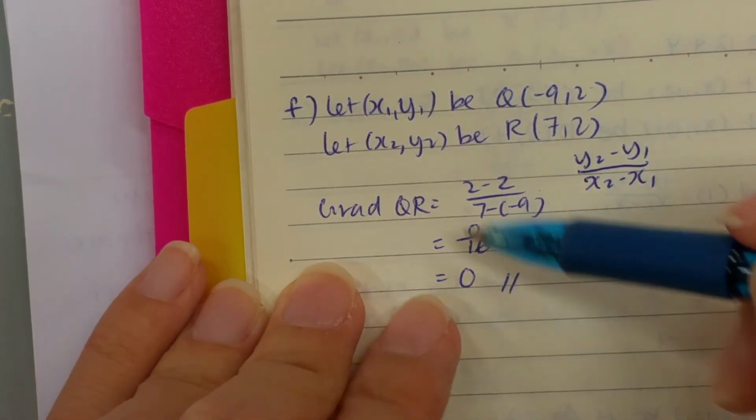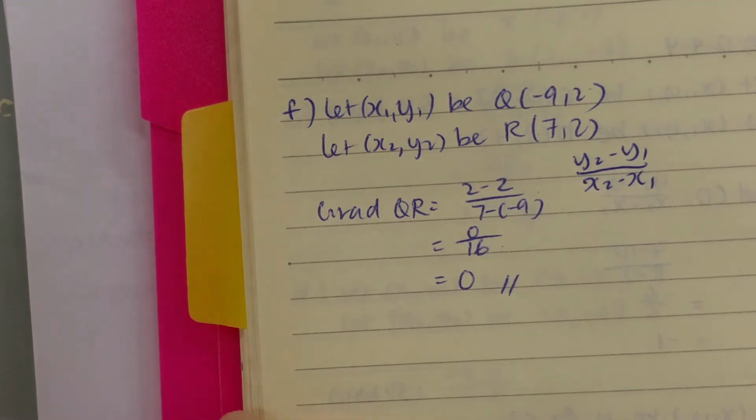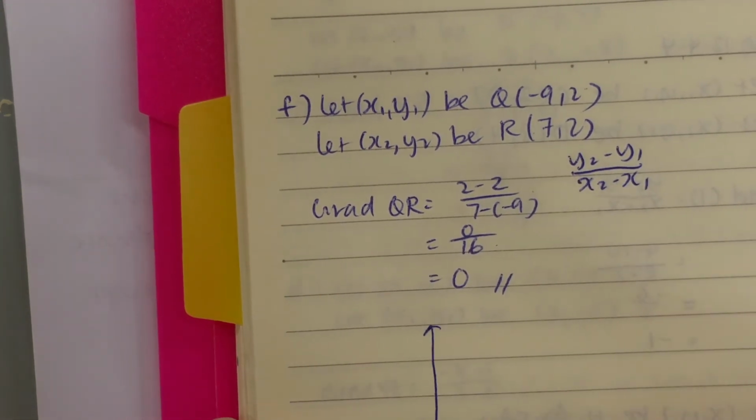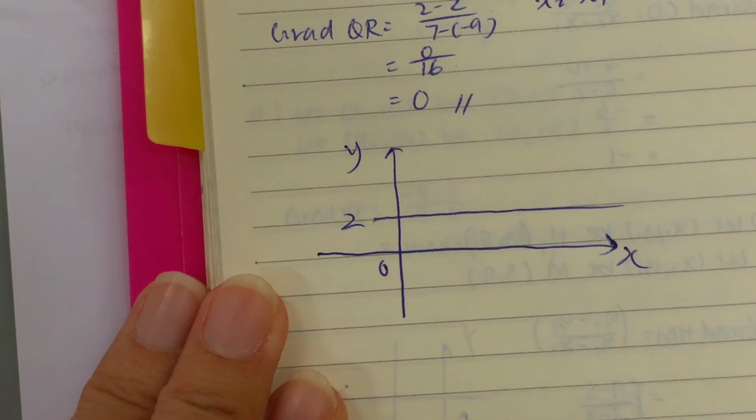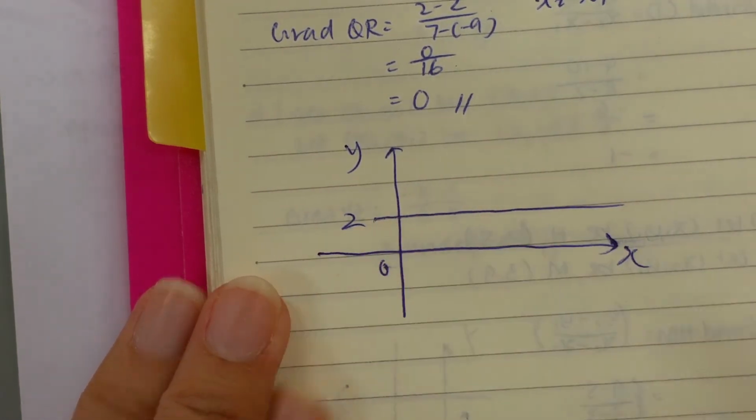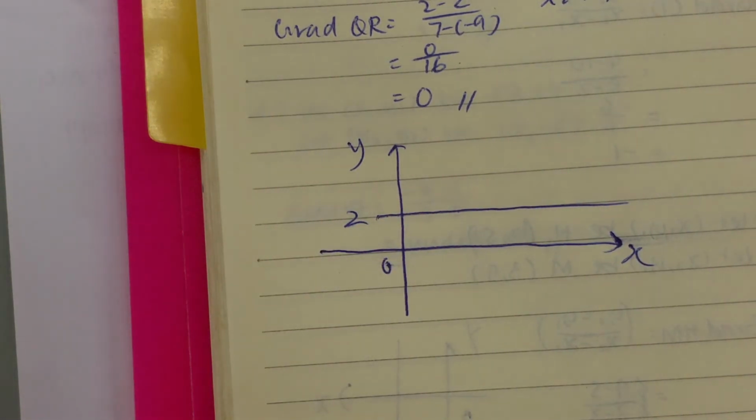Okay, here you get a gradient of 0. So how does this line actually look like such that the gradient is 0? You realize the y value is actually 2. Okay, so it's just a horizontal line y equals 2. So this horizontal line is the line whose gradient is 0. Okay, so that's all for example 12.4.4.